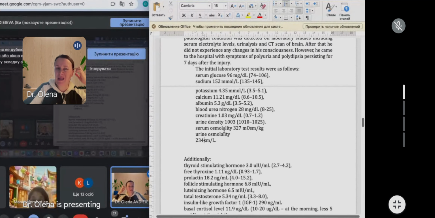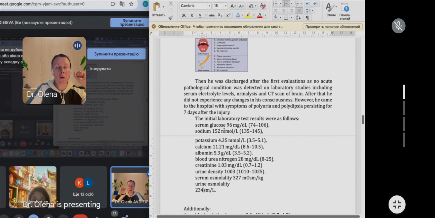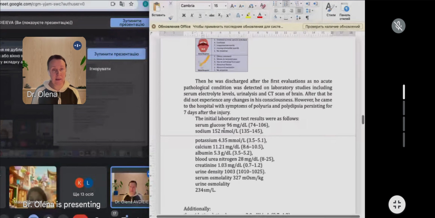Maybe we cannot say is it partial or is it complete, but what methods should we provide more? We don't know how serious this trauma was for the pituitary region, and what should we do more? The patient has only 7 days after trauma, so we understand that not all pathological changes can be developed in this clinical case.